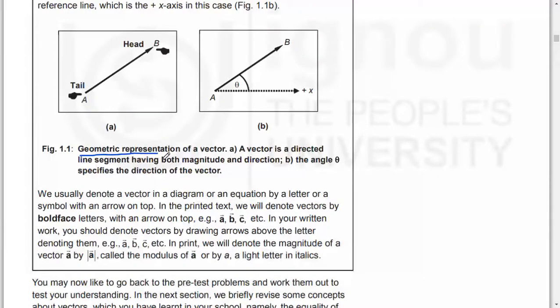Geometric representation of a vector. A vector is a directed line segment having both magnitude and direction. Tail A, head B. The angle theta specifies the direction of the vector, measured from the plus x-axis.